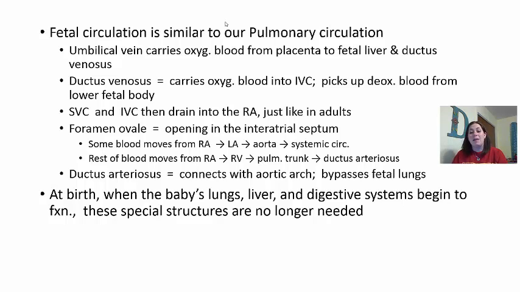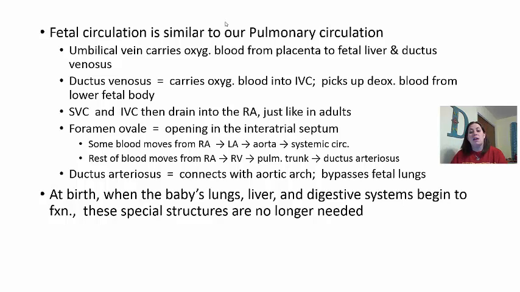So it actually bypasses the lower part of the heart altogether. The rest of the blood does move from the right atria to the right ventricle through the pulmonary trunk, but then it goes into the ductus arteriosus, which bypasses the lungs. The ductus arteriosus connects to the aortic arch and bypasses the fetal lungs because at this point the fetal lungs are not doing anything for the job of delivering oxygen or getting rid of carbon dioxide. The baby's practicing breathing by pulling fluid in and out, but there's no way to exchange oxygen here.